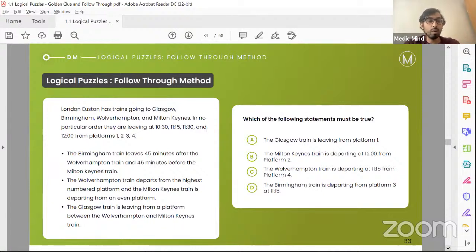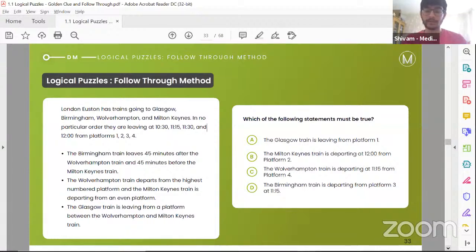So what we did here was that we focused on the Milton Keynes train. We knew that Milton Keynes was mentioned often. So we found Milton Keynes in the text, wherever it was mentioned, we found what time it was leaving. And when we did that, we also found where else Milton Keynes is mentioned: it's mentioned about it departing from an even platform. So the follow through is all about following one item all the way through and focusing on that. Not trying to focus on Glasgow, on Wolverhampton, on Milton Keynes and Birmingham, but just focusing on one item and following it through the entire question. That's how I would summarize the follow through method.